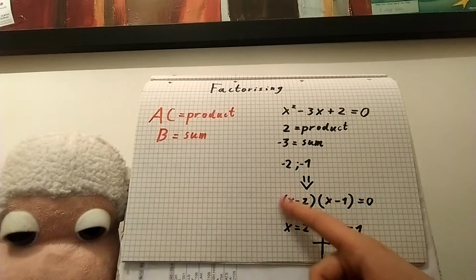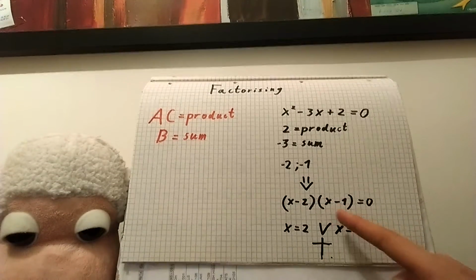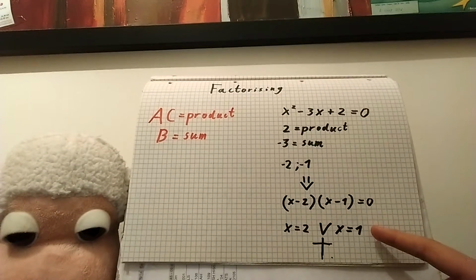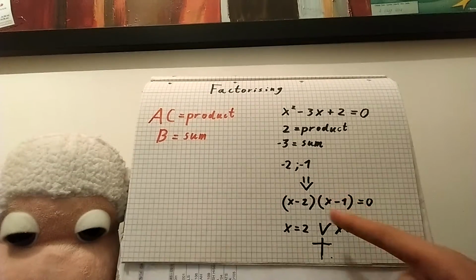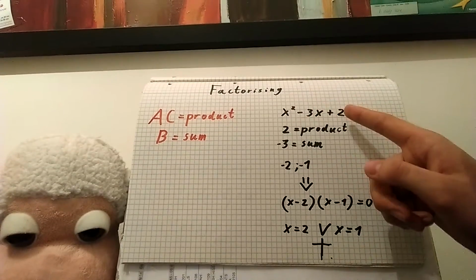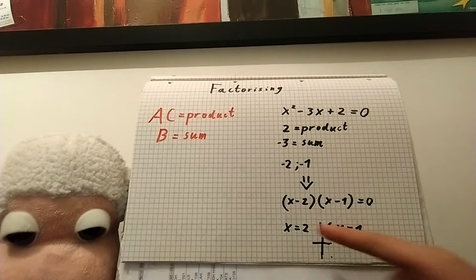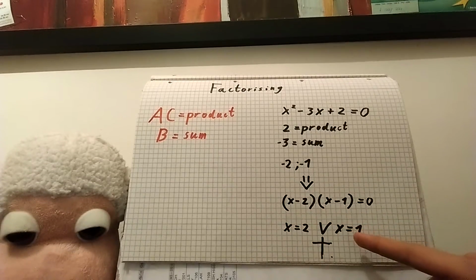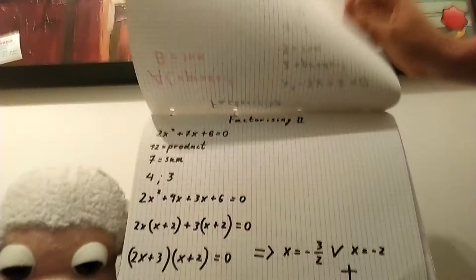Therefore, we put those two brackets and we say (x minus 2) times (x minus 1) equals 0. If you don't believe it, let's work it out. x times x is x squared, minus x, minus 2x, plus 2. That is x squared minus 3x plus 2. Perfect. And when we work this out, we get that x equals 2 or x equals 1. Case closed.